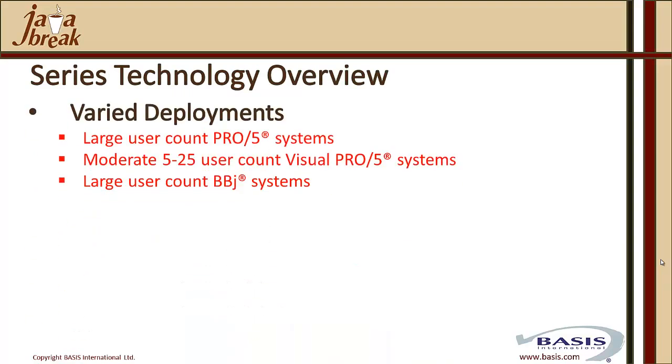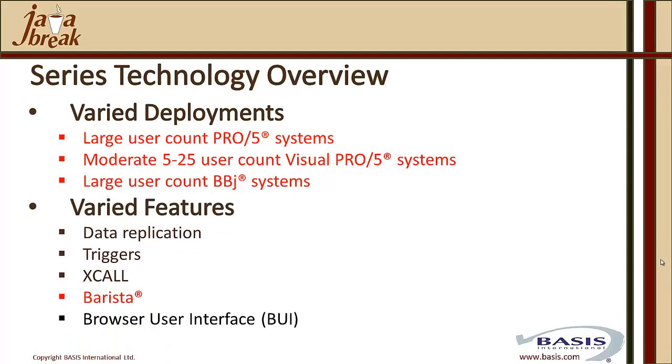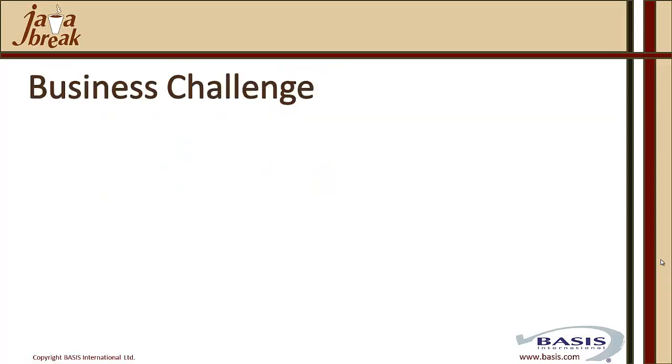Firstly, our series technology overview. As we've seen before, we've looked at varied deployments, and today we're going to cover all of these. Large user count Pro 5 systems can invoke BBJ programs via the X-Core, or they could be run in concert against the same database with the same file locking mechanisms. We'll also look at moderate 5 to 25 user count Visual Pro 5 systems and large user count BBJ systems. Varied features. Today we're going to look specifically at how Barista can get you these GUI sprinkles in your GUI or CUI application.